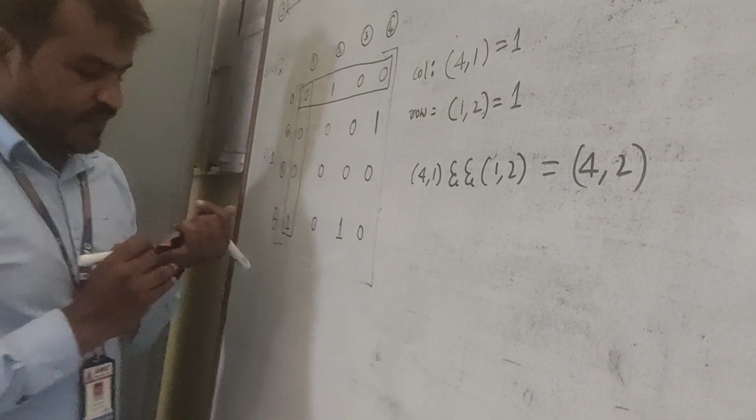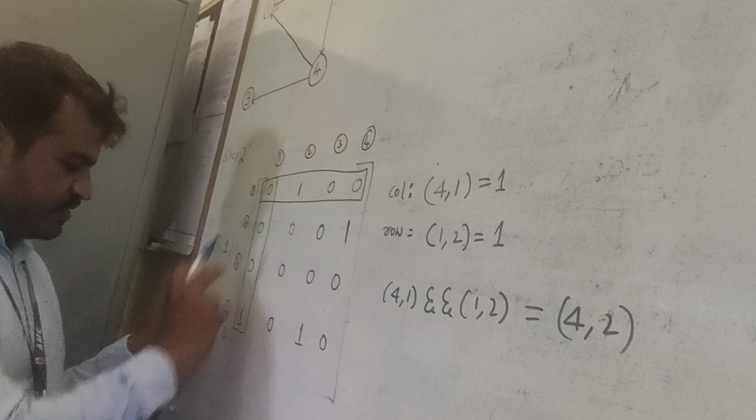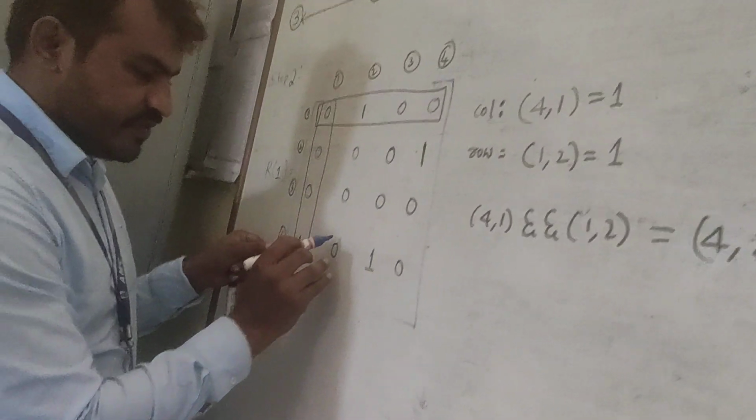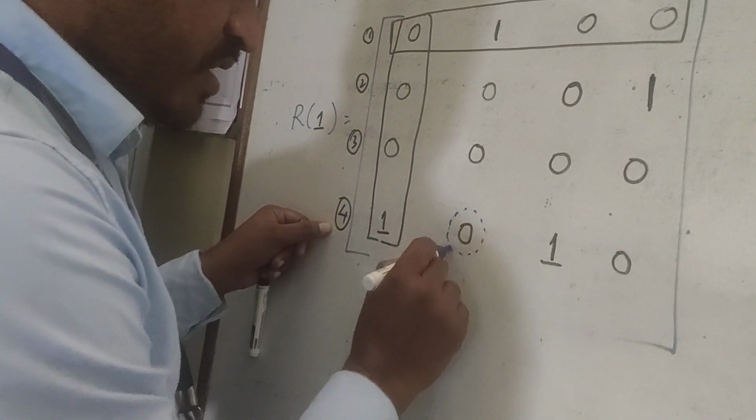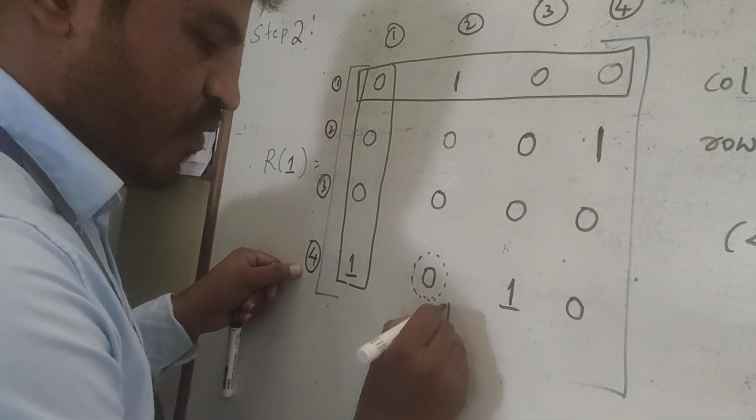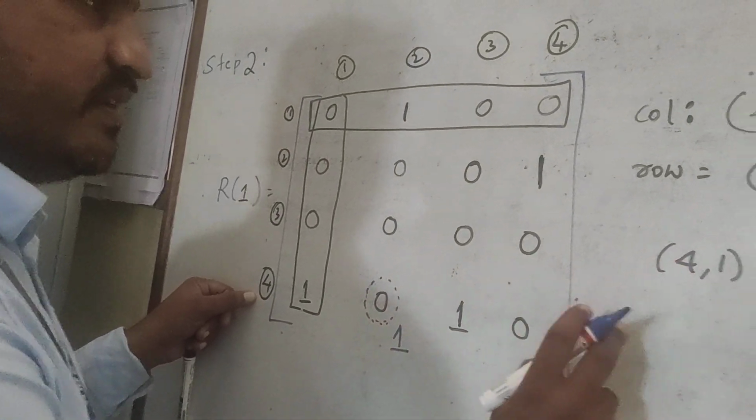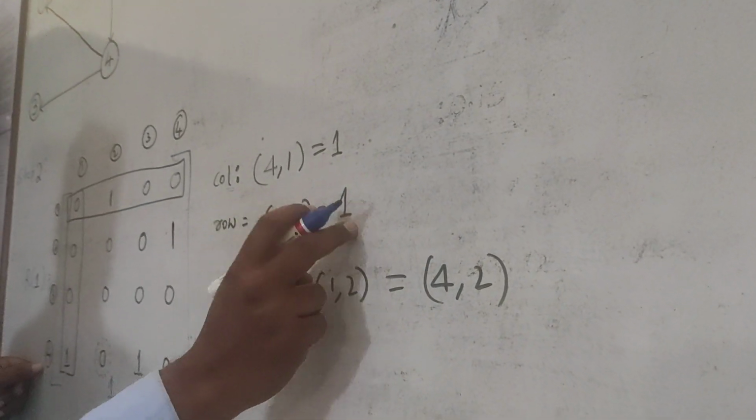See, where is the 4 to 2 in this? See here, 4 to 2. This I have to mark to 1. I'm replacing 0 by 1. See, what the condition is saying: 4 to 1 there is 1, 1 to 2 is 1.